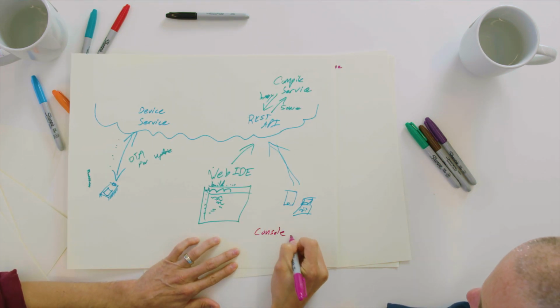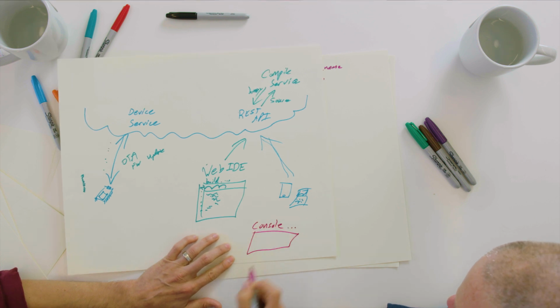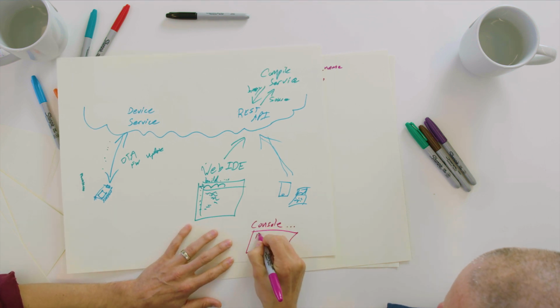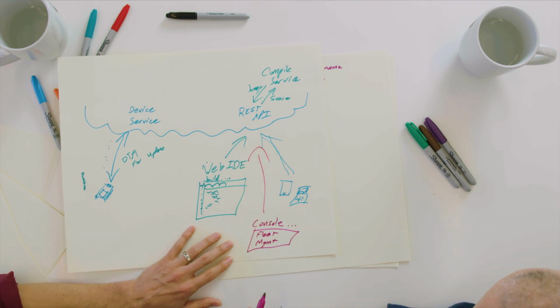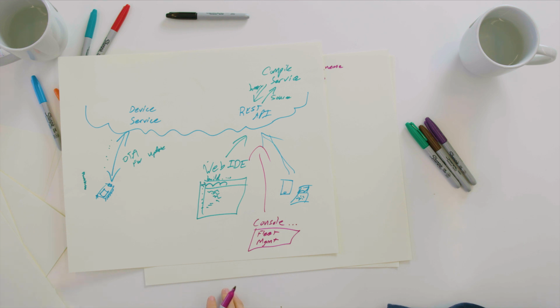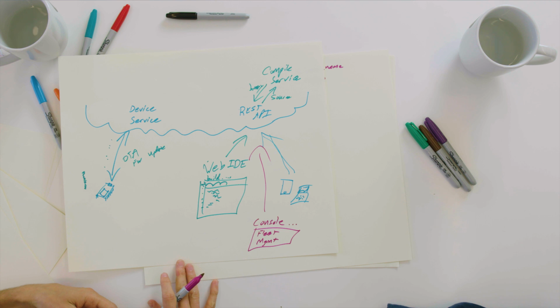We have a tool called the console. If you go to console.particle.io, that is the main place that somebody comes to do fleet management. And it is a front-end interface to the API. This is where folks will see the health of their overall fleet, how much data they're using, diagnostics for one particular device.